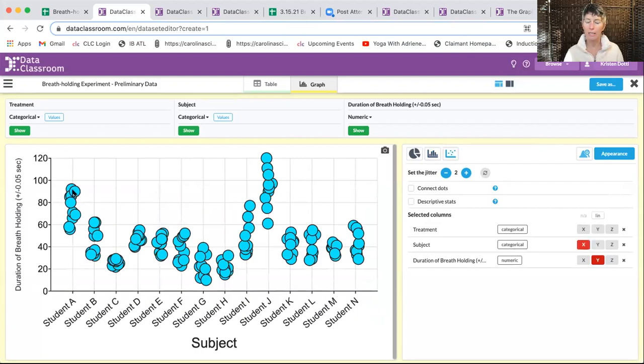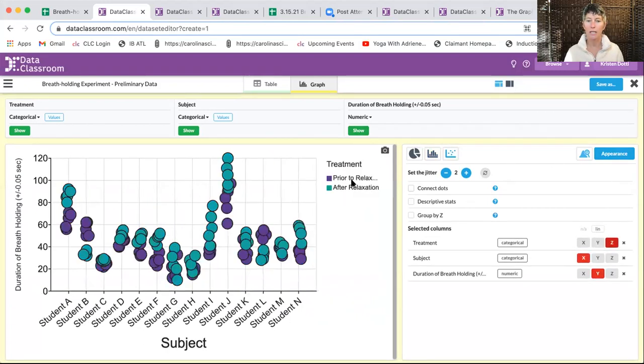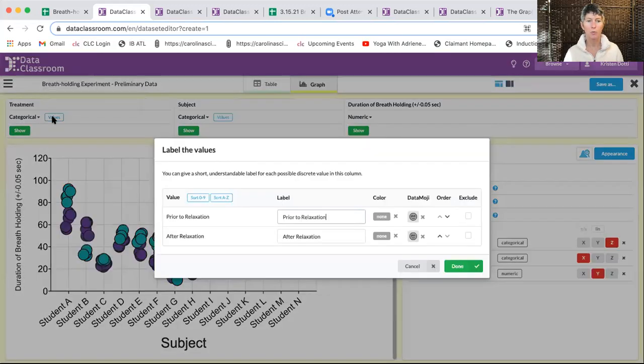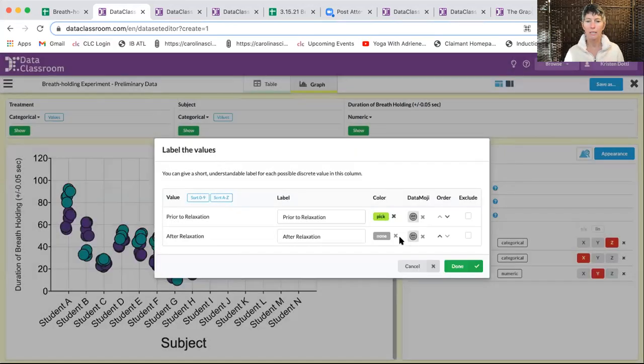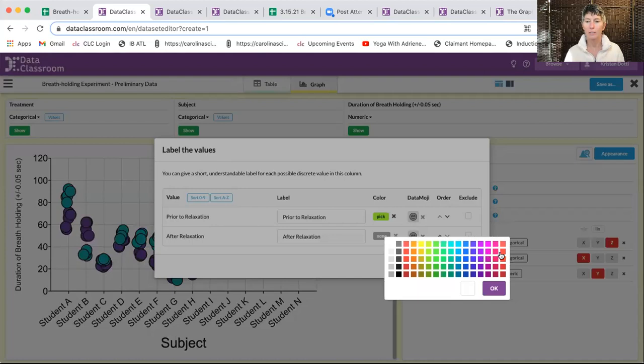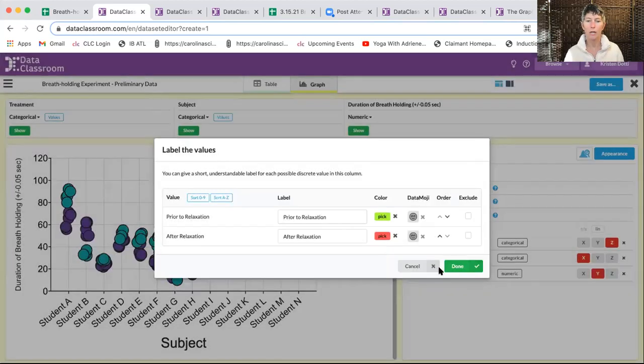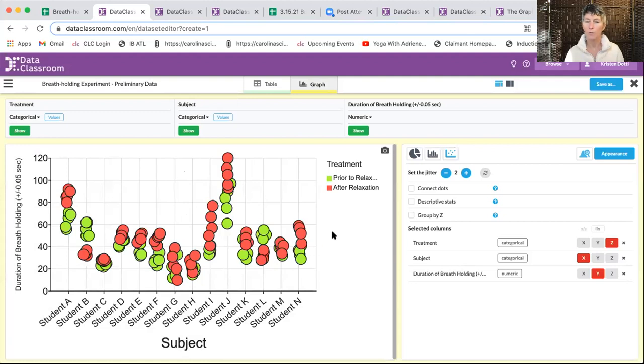And you can see that student A has 10 data points, but they are not color coded right now. All that we can see is all 10 data points fall out together. We don't know which ones happened prior to relaxation and after relaxation. And so to fix that, I'm going to add Z in there as my color coding, and it's going to add prior to relaxation and after relaxation. If I don't like those colors, I can go to my treatment group and change those colors to be something different. Maybe I want to show them in green and red here. And so I can choose to show them in any way that I want to.